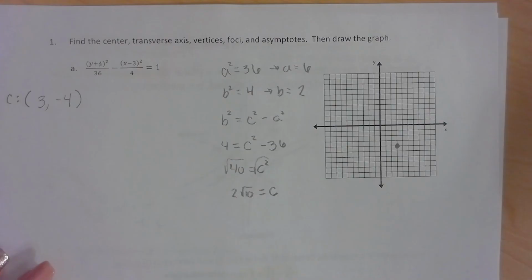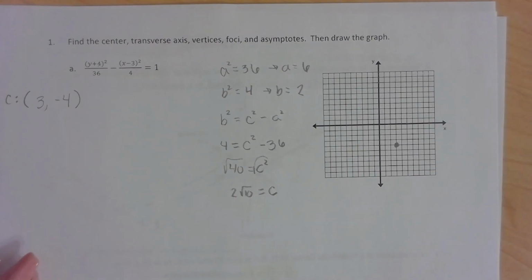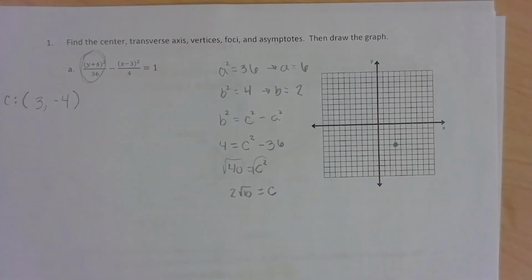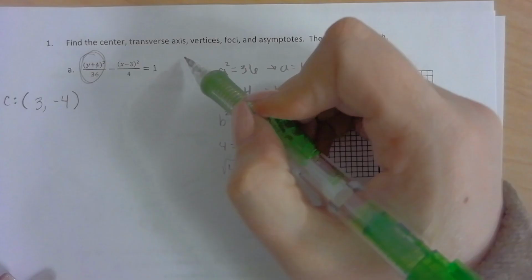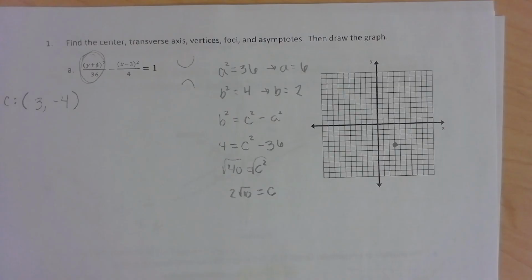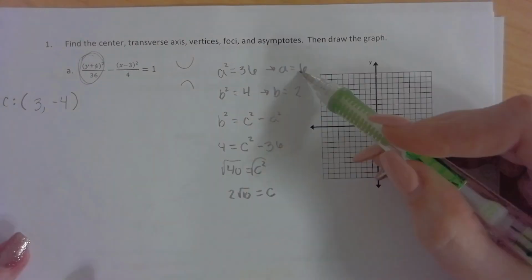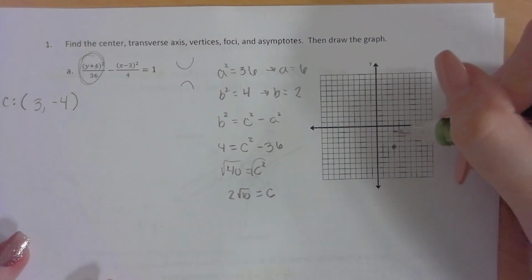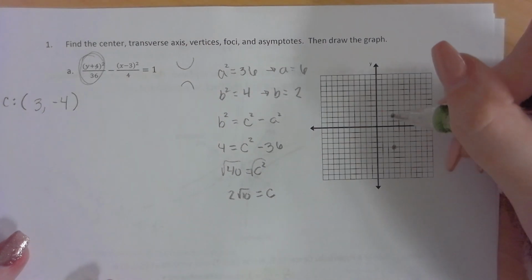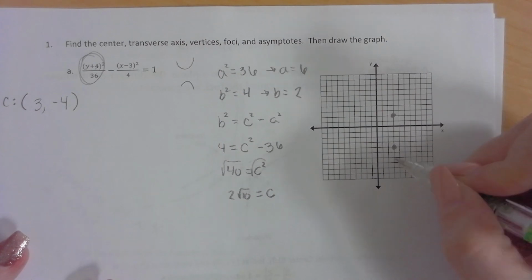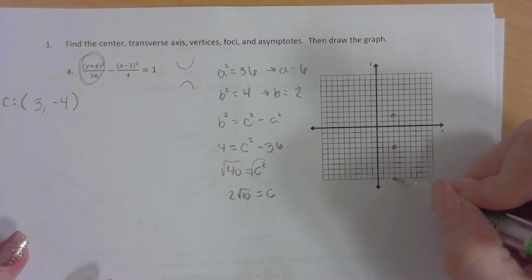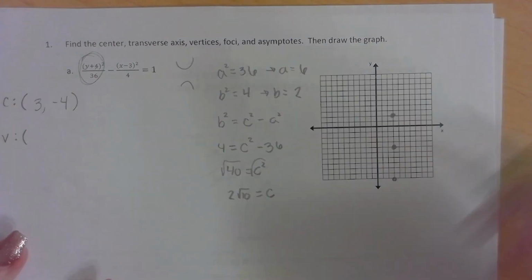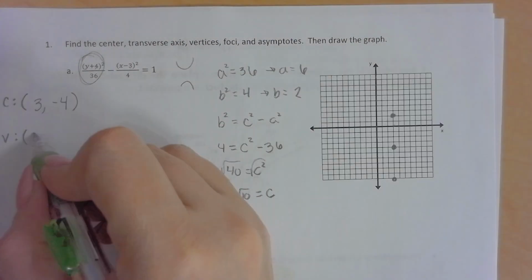All right, so now because the y is first, that tells us our hyperbola is going to be opening up and down. So we're going to move our a, which is 6, up and down from our center. So we're going to go 1, 2, 3, 4, 5, 6, and then 1, 2, 3, 4, 5, 6. So those are our vertices. So that's at 3, 2. And 3, negative 10.